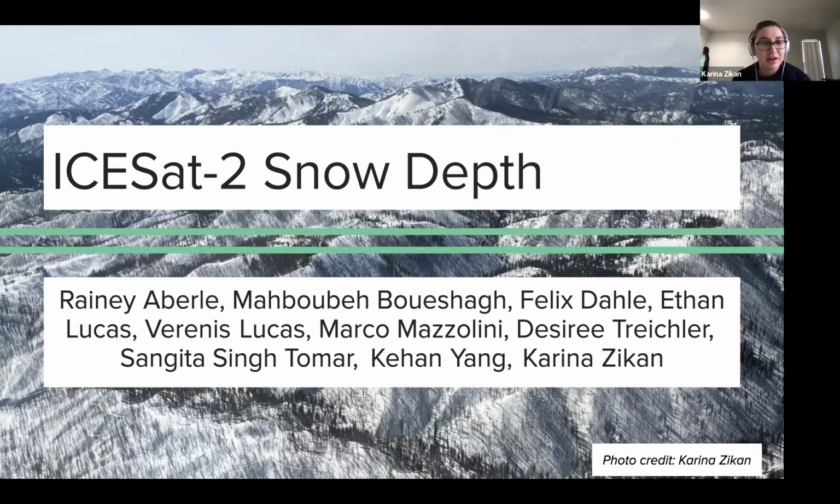Hi, everyone. We're looking at calculating snow depths using ICESat-2. As you can see, we're a pretty large group, so working on a lot of different stuff.